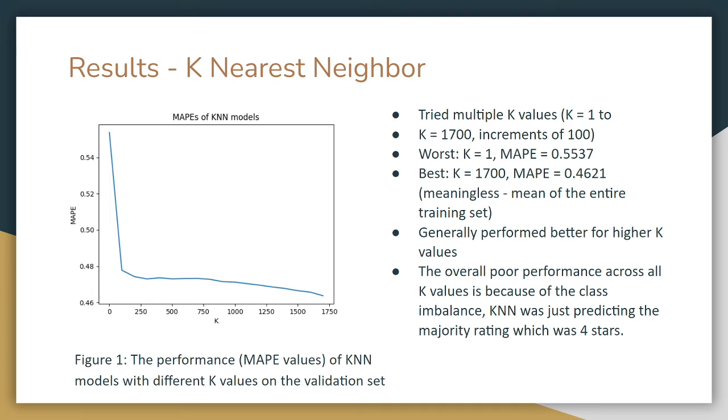KNN. So working with the data set, we quickly realized that the class 4 stars appeared a lot more than all the other classes. So this really messed up the performance of K nearest neighbor. It was always predicting around 4 because that was what it was seeing from the data set.